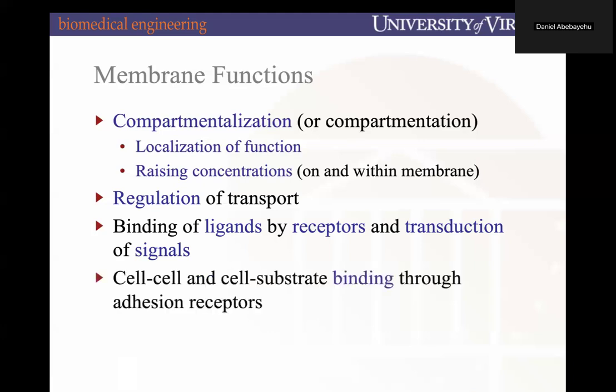Part of this binding can also be between cells or a cell to a substrate. So our cells are usually in an environment called the extracellular matrix that's largely comprised of collagen, but other proteins. The ability of a cell to bind to its environment is mediated by receptors that bind to collagen or these other extracellular matrix proteins.